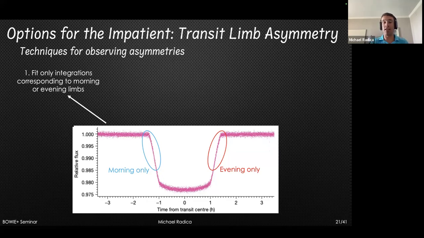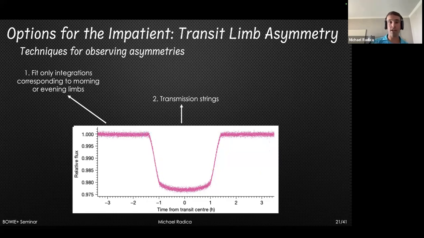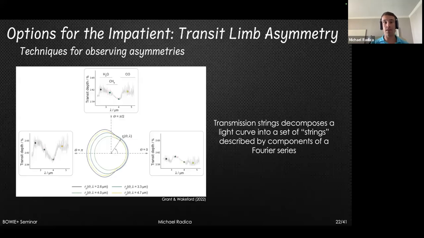But a problem here is that there's a lot of the transit that we're not using. And so our error bars and our precision are naturally going to be much lower than if we found a way to make use of the entire transit. We have other ideas, for example, transmission strings, which was a wonderful idea from David Grant and Hannah Wakeford a few years ago, which I think warrants a little bit of a deeper dive.